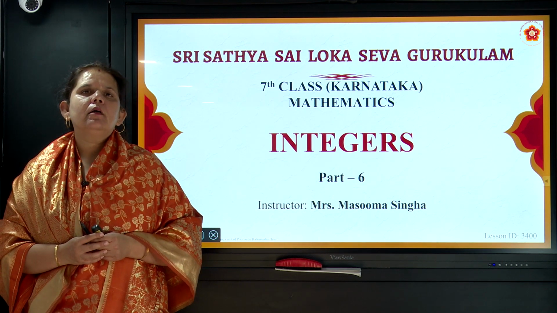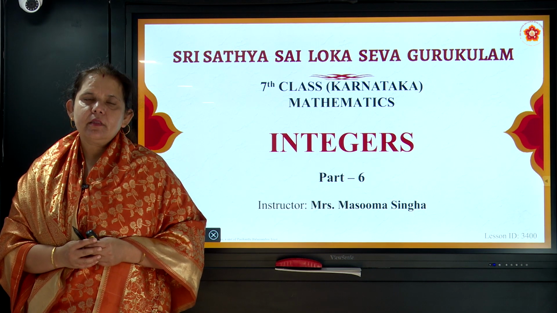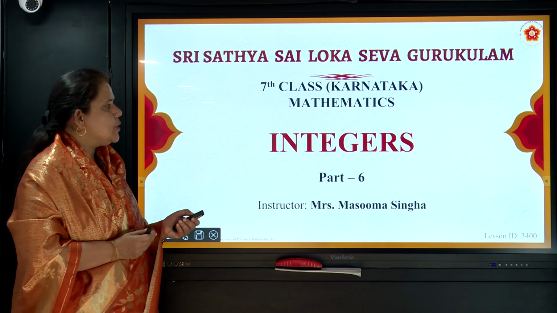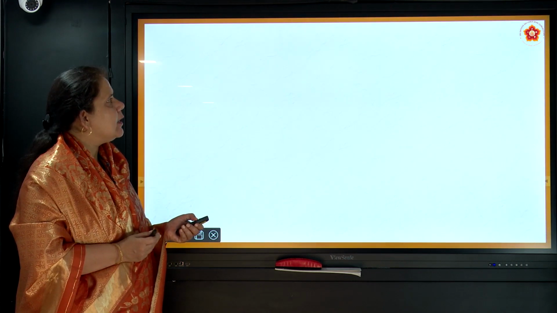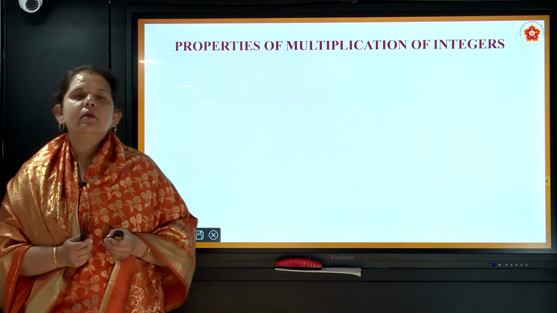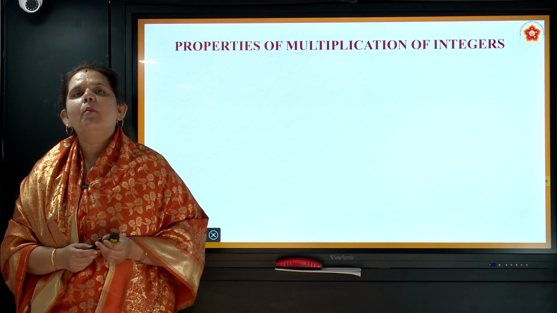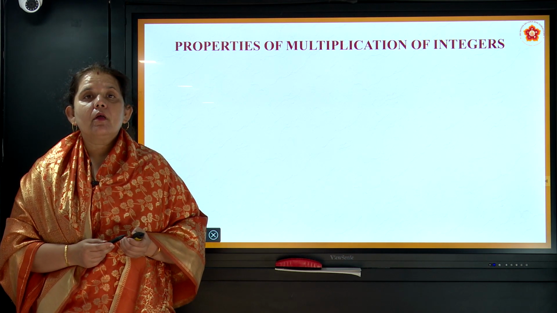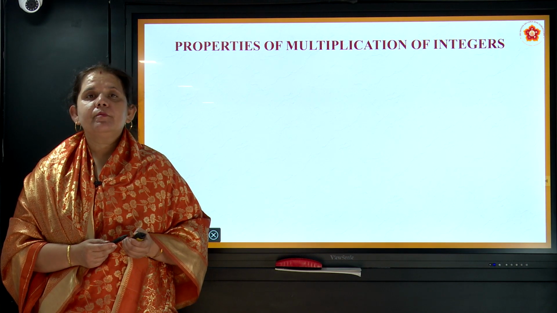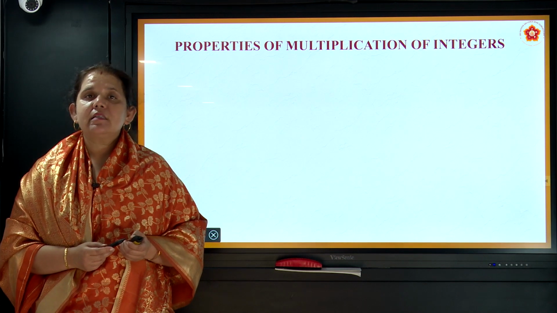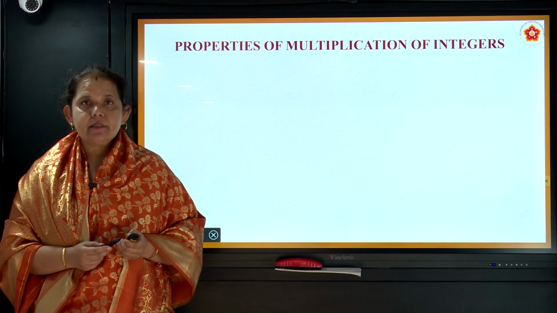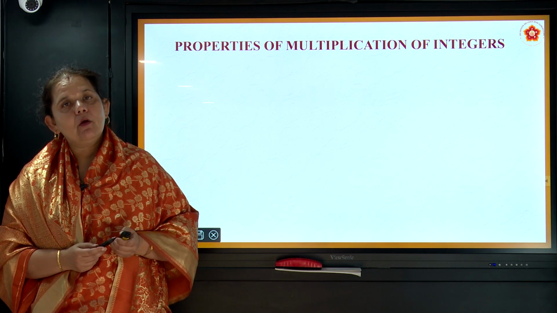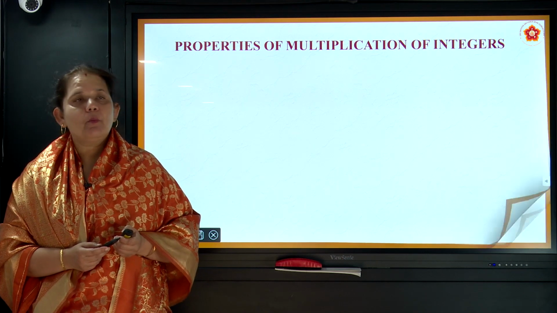We are doing Mathematics class 7 chapter Integers. Today we will be looking at the properties of multiplication of integers. We have already done addition and subtraction of integers. Hope you have understood the concept well for addition as well as multiplication.